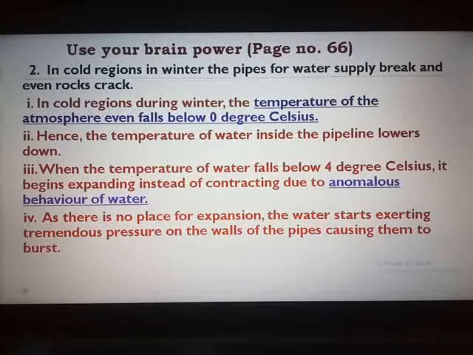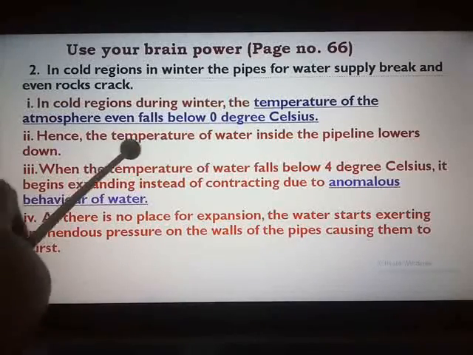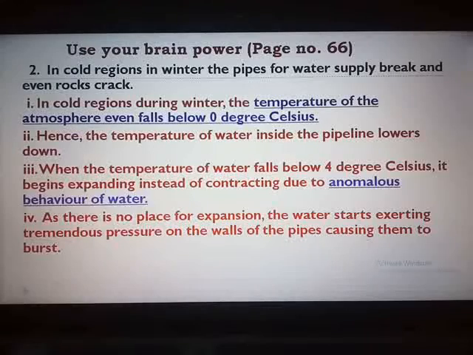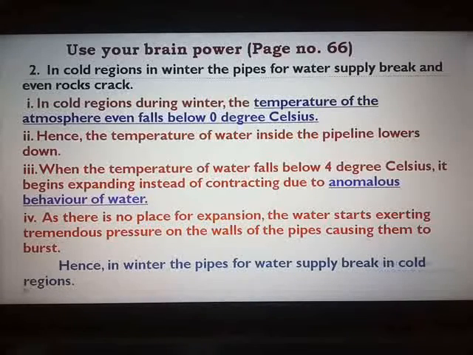Similarly, for rocks cracking, the same you are going to write. First point remains the same. Second point, you will write inside the crevices of the rocks in place of pipeline. Then the anomalous behavior, and as there is no place in the crevices of the rocks for expansion, it starts putting tremendous pressure on the rocks, due to which the rocks crack or crumble into pieces. I hope once the concept is understood by you, if any of the three types of answer is asked in the exam, you will be able to write about the aquatic life, the breaking of the pipes or the cracking of the rocks.